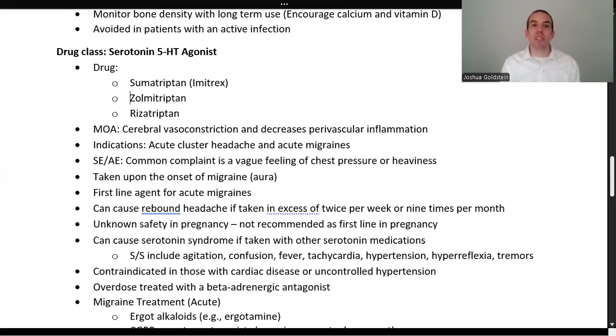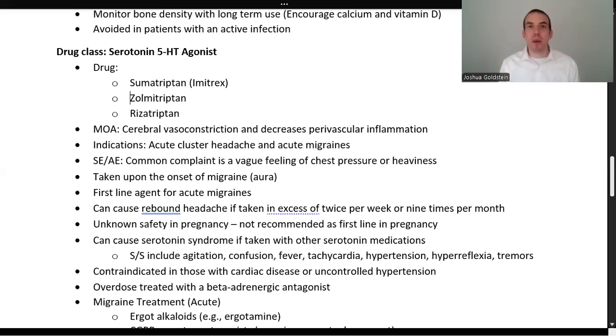What do we use this for? Its label use is for 2 things, acute cluster headaches and acute migraines. Now, one big thing that you need to educate the patient that they may experience when taking this is a feeling of chest pressure or chest fullness or chest heaviness. That's a really big deal to educate your patient, because if they weren't expecting that, they may think they're having a heart attack, and that causes anxiety and all these other problems that make their migraine even worse.